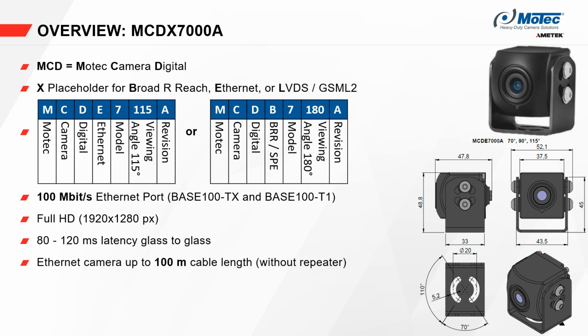Our Ethernet cameras feature a supported and tested cable length of up to 100 meters without a repeater or switch in between, while on the other hand, the broader reach cameras are limited to roughly 30 meters by specification. However, longer cable lengths can be achieved if they are properly shielded and using high-quality copper wires inside.